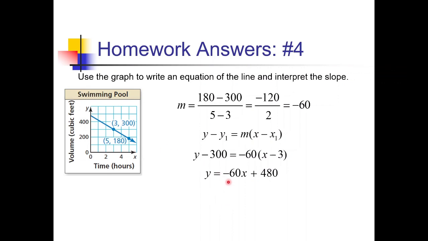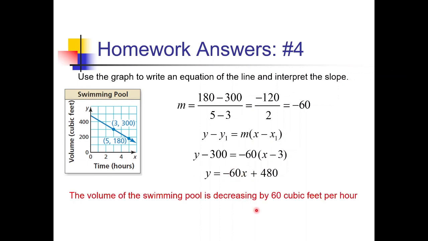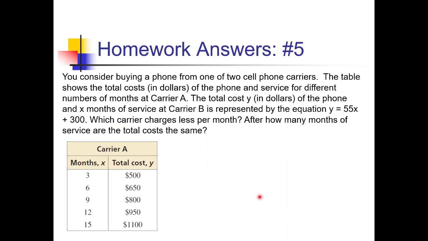So now interpreting the slope of this thing, what does the slope represent? So the y values are the cubic feet of our swimming pool, our volume, and then the time is the x values. So the volume of the swimming pool is changing at a rate of negative 60 cubic feet for every hour. I guess we could say, if we're being more specific, the volume of the swimming pool is decreasing by 60 cubic feet per hour. Maybe they're getting rid of the water in preparation for the winter. Who knows?